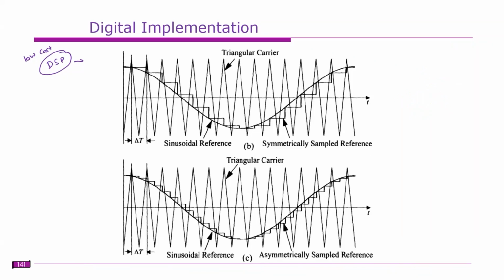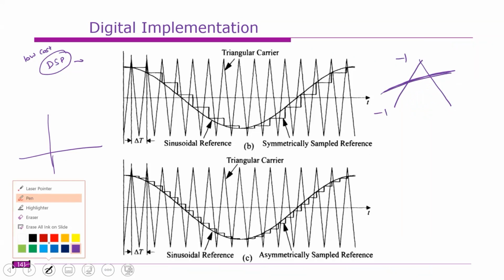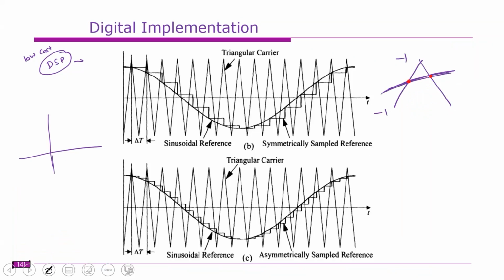Here, if you have a triangle carrier, something like this, varying from -1 to +1, and the modulating signal is varying like this, these are the intersecting points, right? This is usually sine omega t, and this is a ramp waveform. You cannot obtain the exact intersecting point by any numerical method. One way to obtain that is to expand the sine omega t using a Taylor series, right?